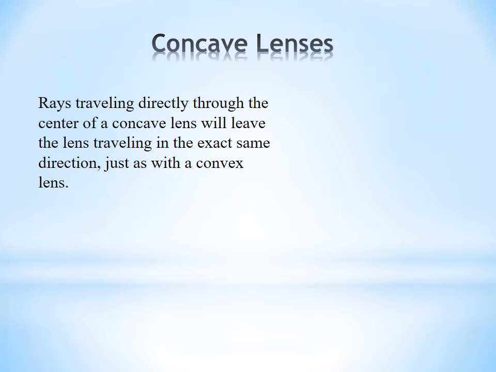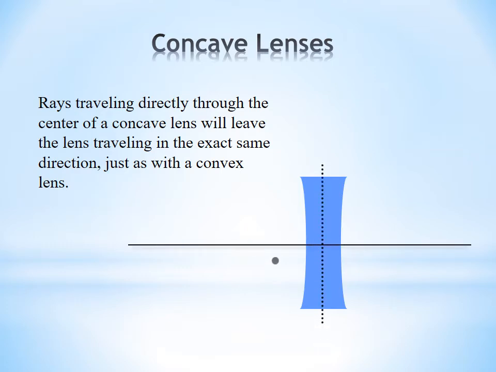Third ray, which is called the central ray. To draw this ray we will draw the lens, principal axis, first focal point and second focal point, and the object. This ray starts from the head of the object to the lens, and this ray does not refract. Any ray that passes through the center of the lens does not refract. Rays traveling directly through the center of a concave lens will leave the lens traveling in the exact same direction, just as with a convex lens.